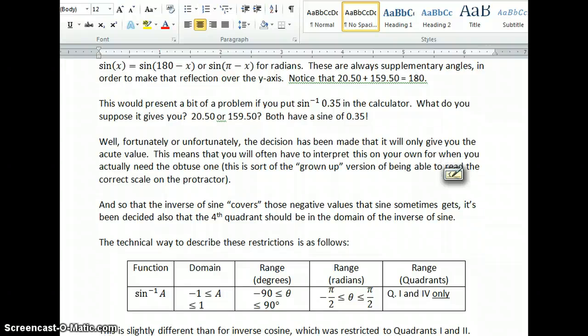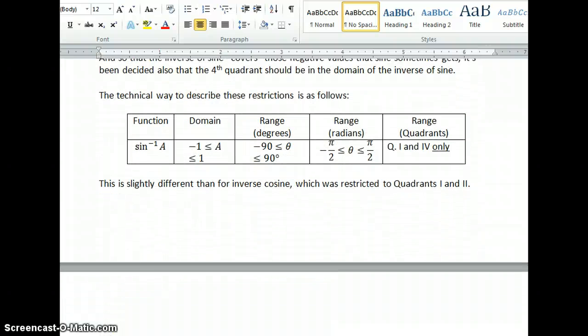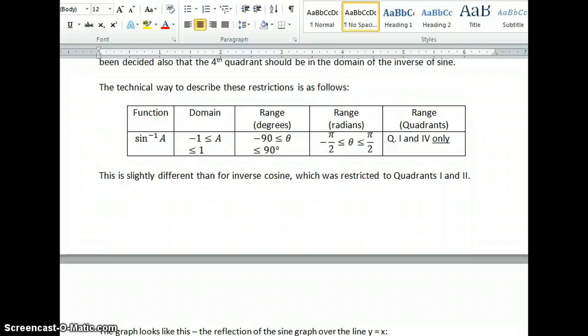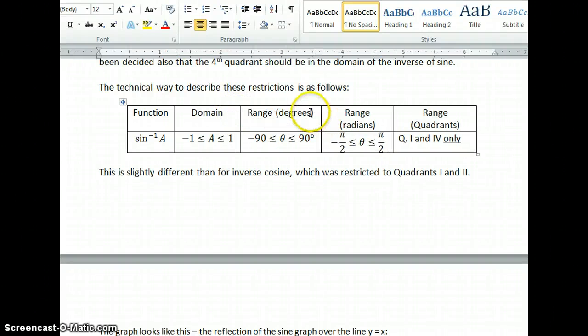Okay, here's the notes you're going to get as a handout. There's some restrictions on the domain and range of inverse sine, just like there was for cosine. The domain of, I'm going to make that wider. Oh, that's cool. Oh, I can make this wider too. I can edit while I'm doing this video. That's awesome. Okay, so inverse sine, of course, we've got to put a value for inverse sine.